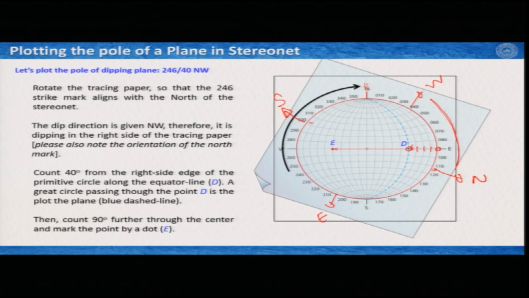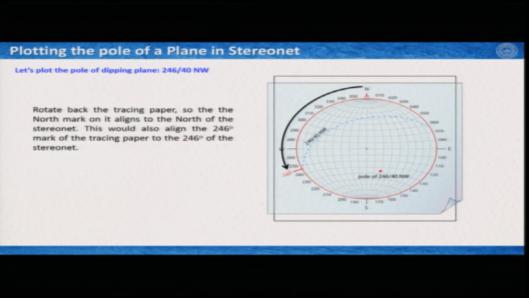But that is not the end, because we have to plot the pole. Pole is 90 degrees added from the dip point towards the center of the primitive circle. So, we further proceed counting 90 degrees from this point. So, 10, 20, 30, 40, 60, 70, 80, and we come to 90. Did I make a mistake? 10, 20, 30, 40, 50, 60, 70, 80, 90. No, it is right. So, this must pass to the center of this primitive circle, and this point E you can mark by a dot.